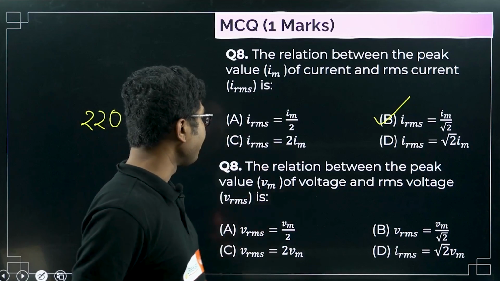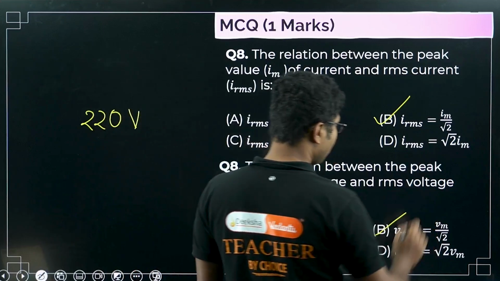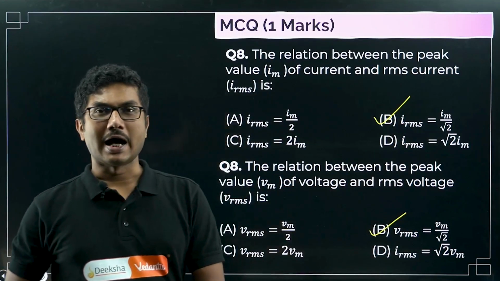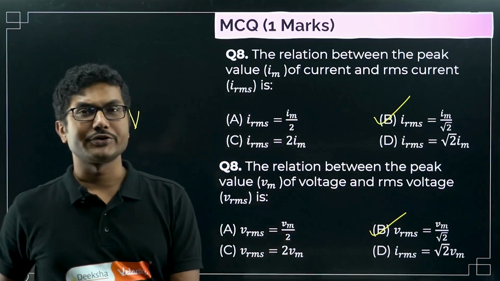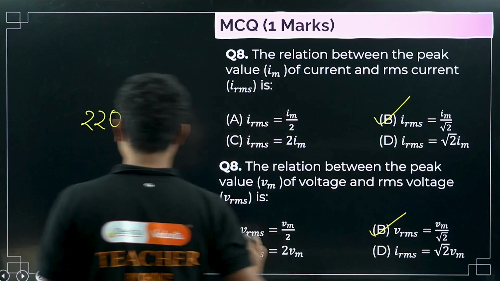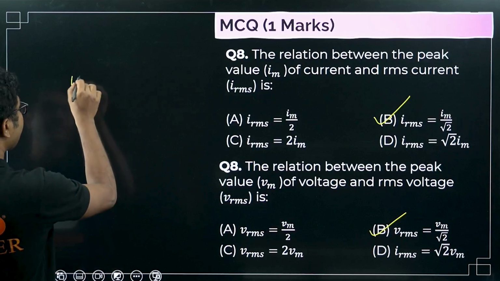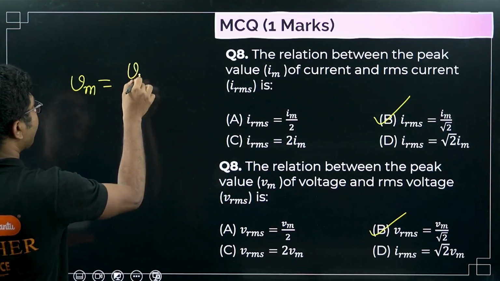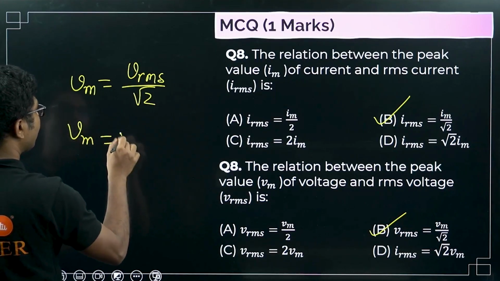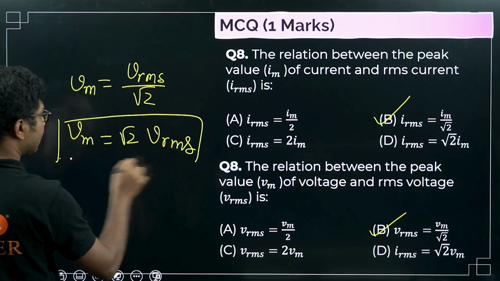The relation between the peak value of voltage and RMS voltage, same question again, the answer will be VRMS equals Vm by root 2. They can ask you the question on RMS current, or on RMS voltage. Sometimes they will reverse this option, so that also I am telling you. How will they reverse this option? They will say Vm equals VRMS by root 2, Vm equals root 2 VRMS. Now in this case you have to choose this as your correct answer, okay.